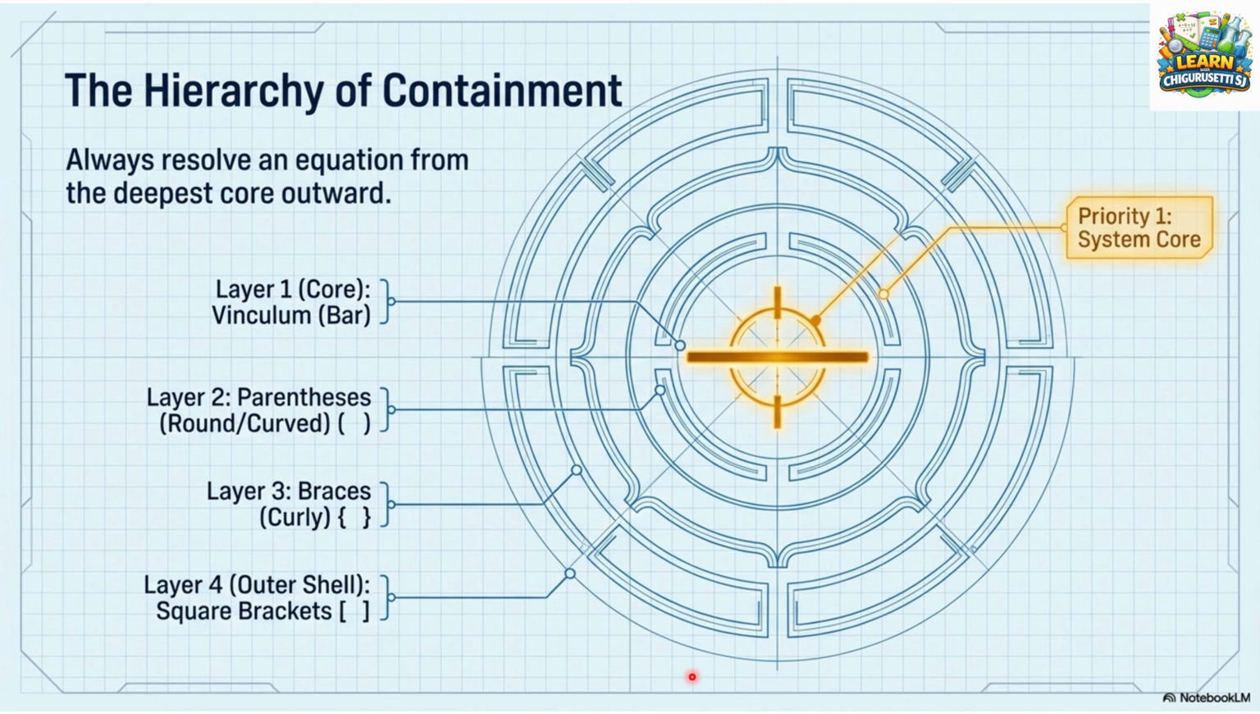And this is the order of brackets. First we'll go with the bar bracket, then the parenthesis, which are the circle brackets, then the curly brackets, then the square brackets. This is the order of the brackets.